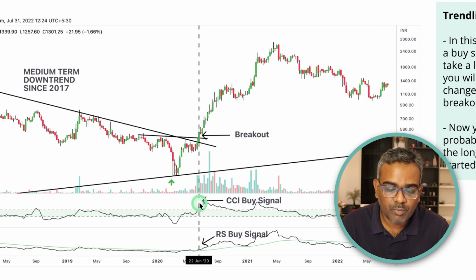Now, at this point is when I would probably have the stock in my scanner. The stock will appear in my scanner because CCI is crossing above 100. And if you're a breakout trader, this is a point you have to consider for trading, right?